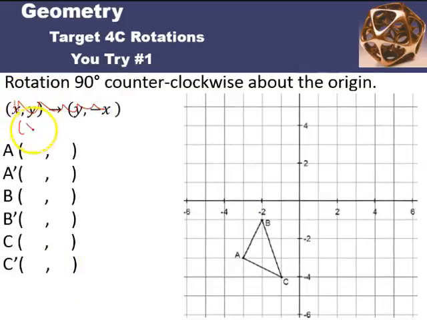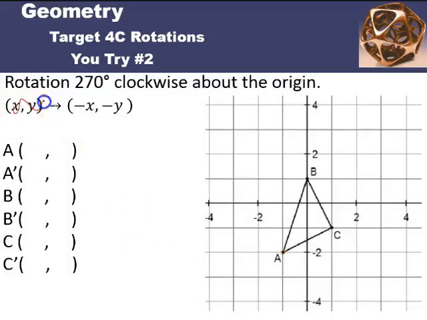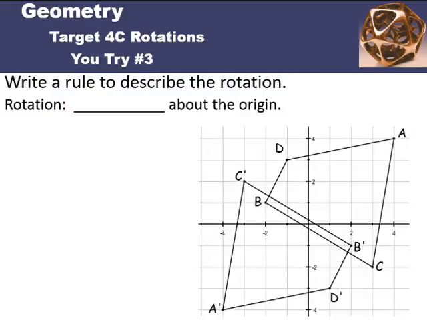It should be XY gets mapped to, for 90 counterclockwise, negative Y, X. Okay. And this one, 270 clockwise, XY gets mapped to, for 270 clockwise, negative Y, X. Okay, so those are those, and then here's the last one. Okay, so good luck.